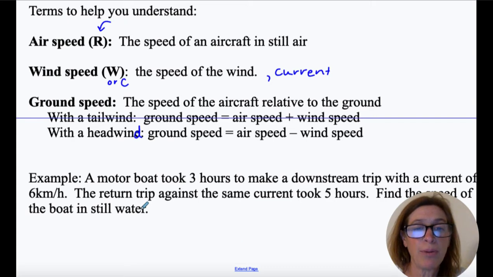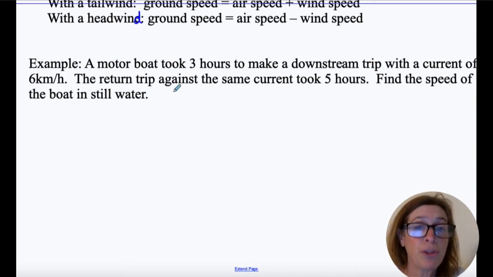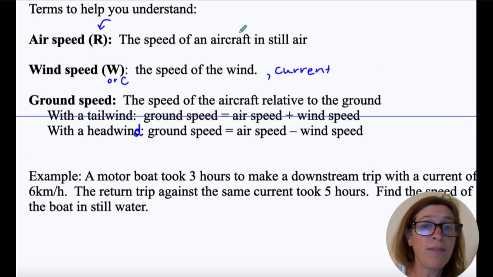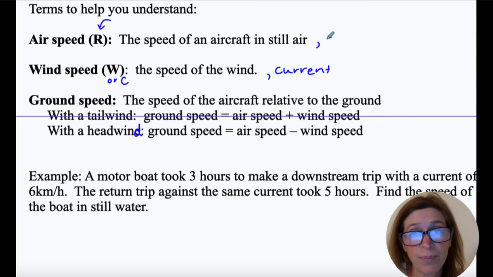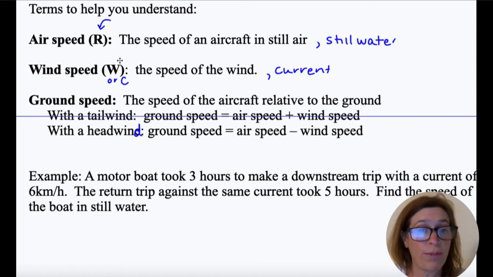So here's an example. A motorboat took 3 hours to make a downstream trip with a current of 6 kilometers an hour. The return trip against the same current took 5 hours. Find the speed of the boat in still water. So the speed of the boat in still water or still air is R, okay?